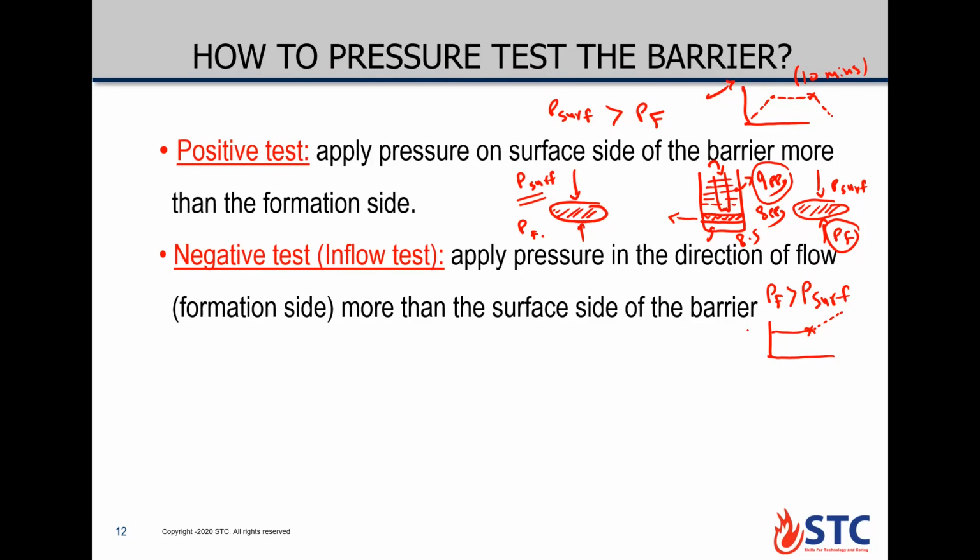So the difference between the positive pressure test and the negative pressure test is this: in the positive pressure test, you apply pressure from the surface side larger than the formation side, and you check for no leaking across the barrier. For the negative test, you allow the pressure from the formation side to be more than the pressure from the surface side, and you check for no pressure buildup, no communication, no leaking across the cement block.